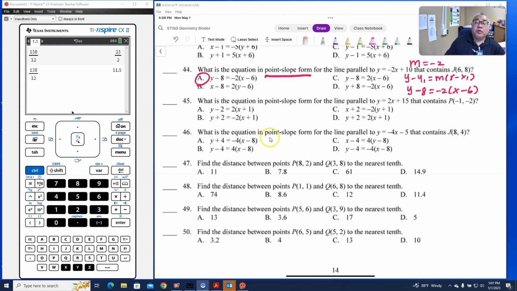What is the equation in point slope form for a line that is parallel to y equals negative 4x minus 5? Okay, so parallel means that they have the same slope. So the other slope will have to be negative 4. The point that has to contain is 8, 4. So what's the formula? Y minus y1 equals m times x minus x1. So you have y minus 4 is equal to negative 4 times x minus 8. So your answer is D.